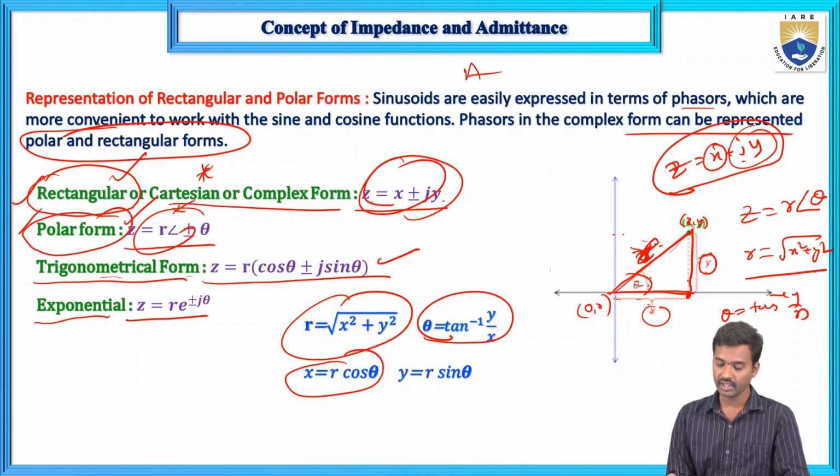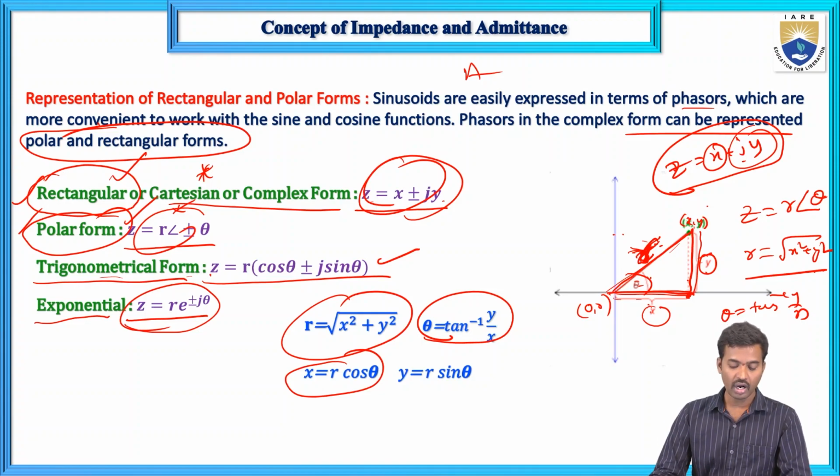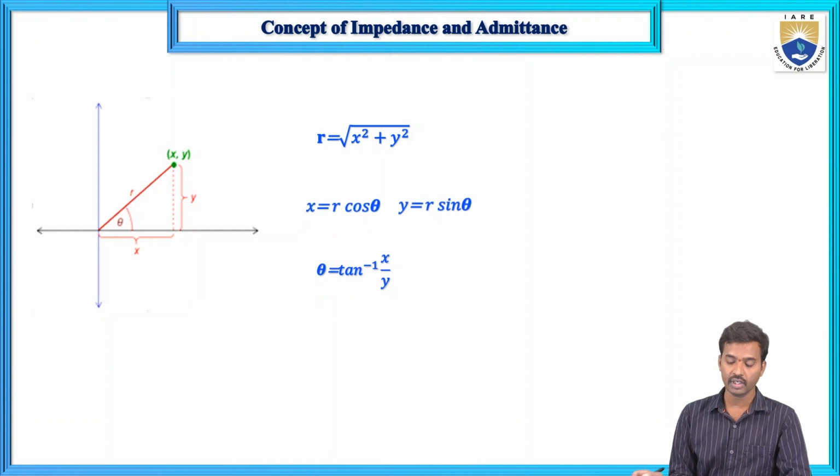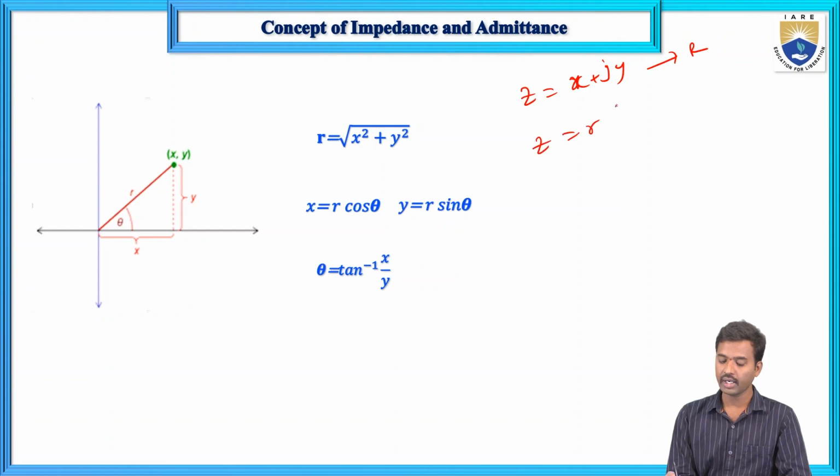If you take this triangle, and this one is theta, and these two are sides, and this one is the hypotenuse. So now here Z equals R cos theta plus J R sin theta, and another form is R at an angle of theta, R e power plus or minus J theta. These are the polar forms and rectangular forms. So Z equals X plus JY is the rectangular form, and Z equals R at an angle of theta. This is the polar form.